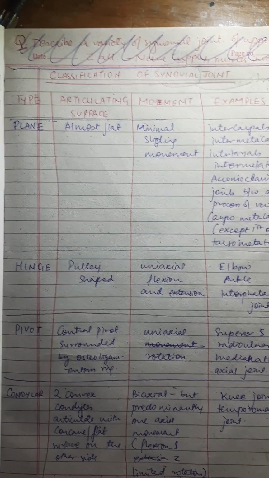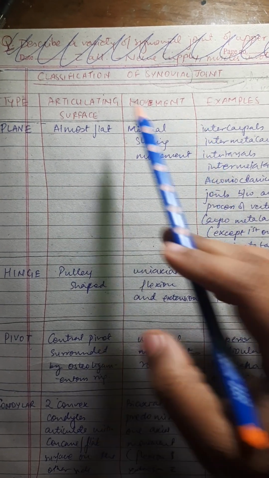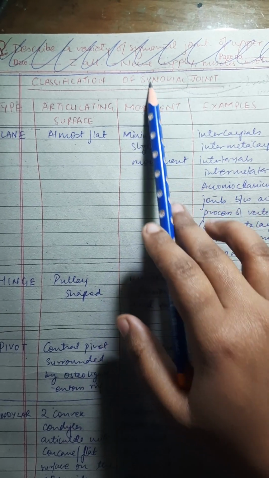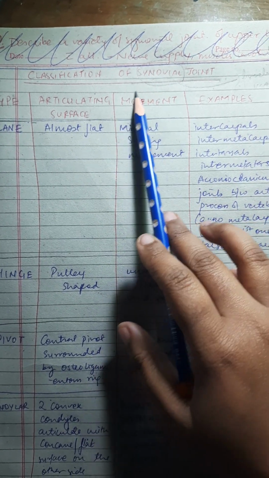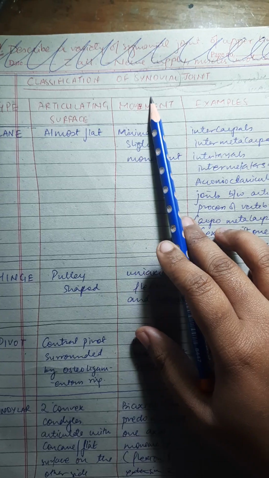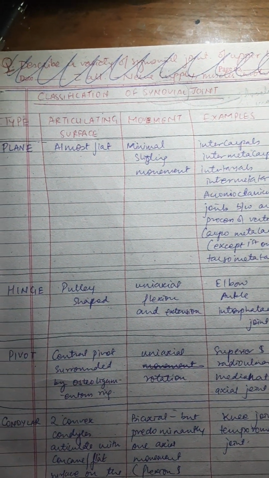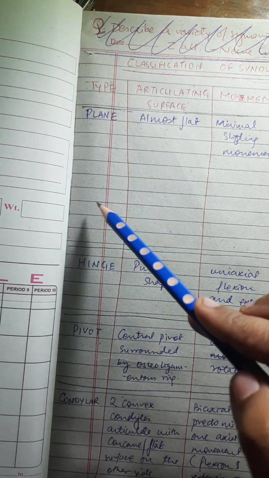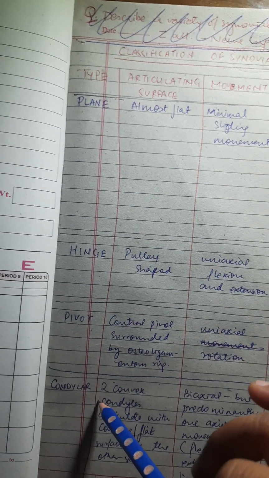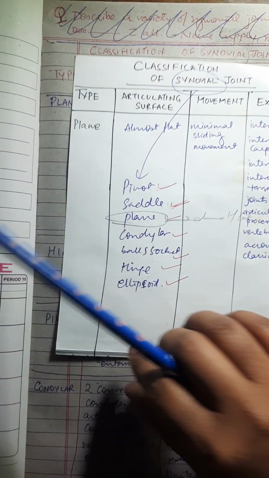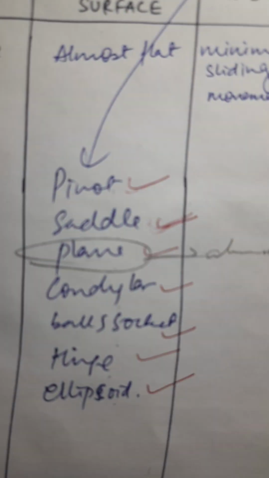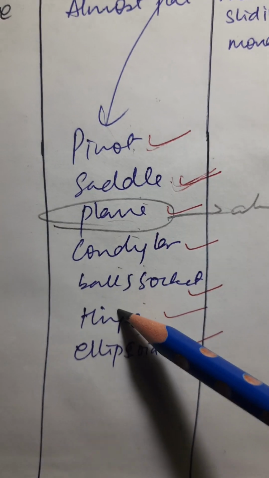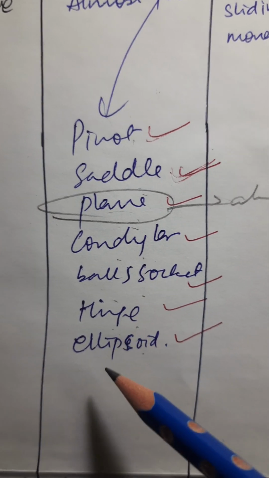So the topic which I am trying to cover today is classification of synovial joint. Now synovial joint we all know is the joint जिसमें free movement is possible. Now before we get into the classification, we first should be able to understand what are the types of synovial joint. So I have a list written over here. We have pivot, saddle, plane, condyle, ball and socket, hinge and ellipsoid.